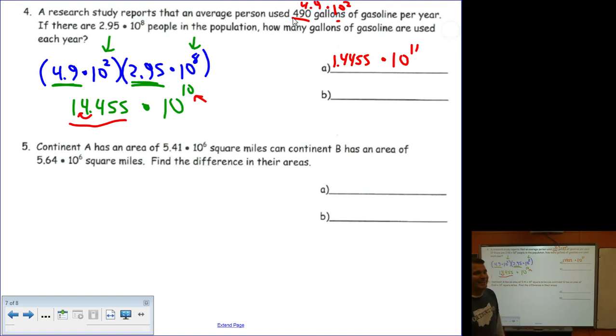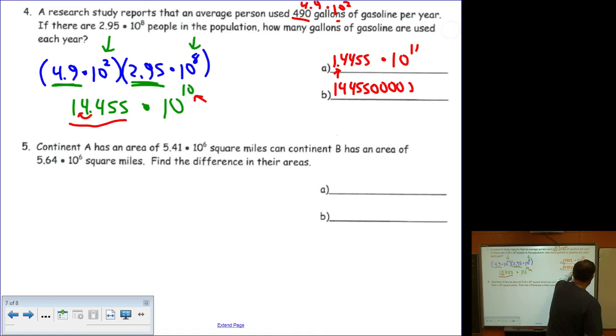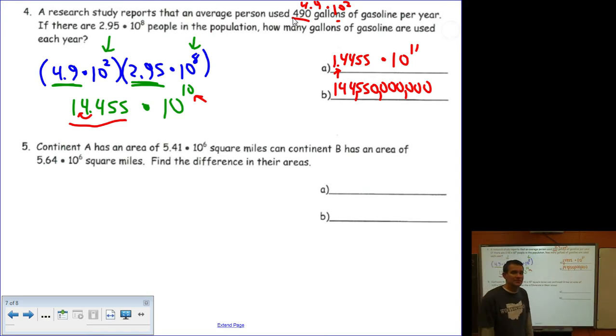And if I want to put that in standard notation, I'm going to have to move the decimal right here. I'm going to have to move that decimal 11 spots. So there's 4 numbers to get past, and then I'm going to need 7 zeros. 1, 4, 4, 5, 5, 1, 2, 3, 4, 5, 6, 7. Put my commas in. There we go, 144,550,000,000. And what is my label? Let's see, how many gallons of gasoline are used each year? That would be gallons.